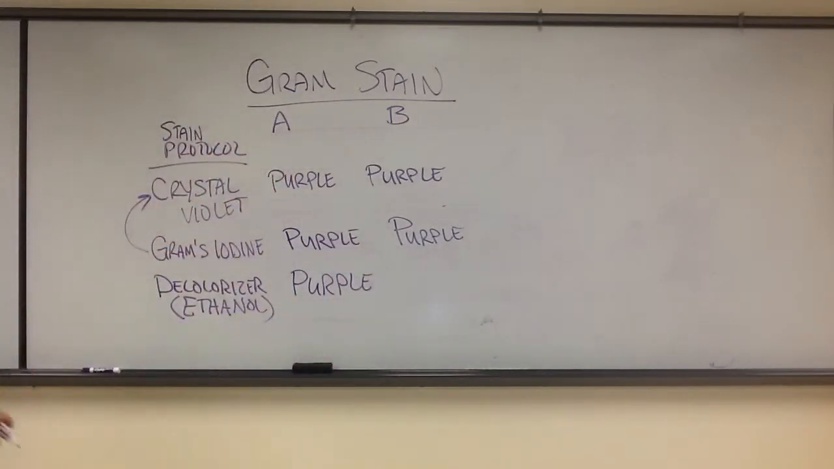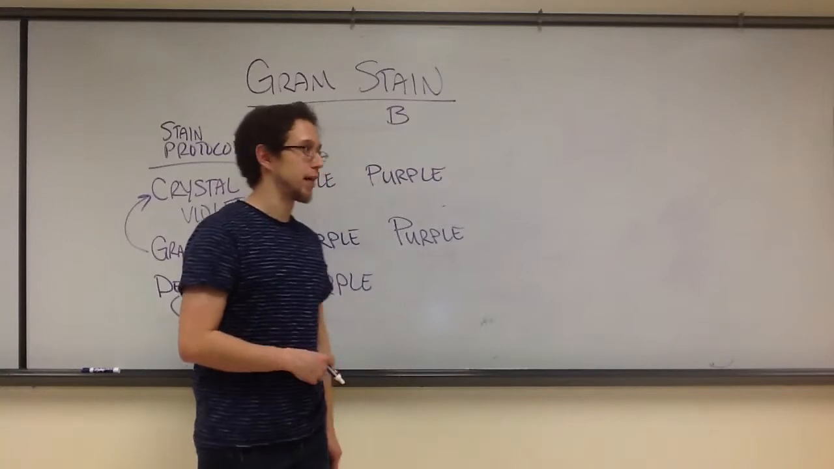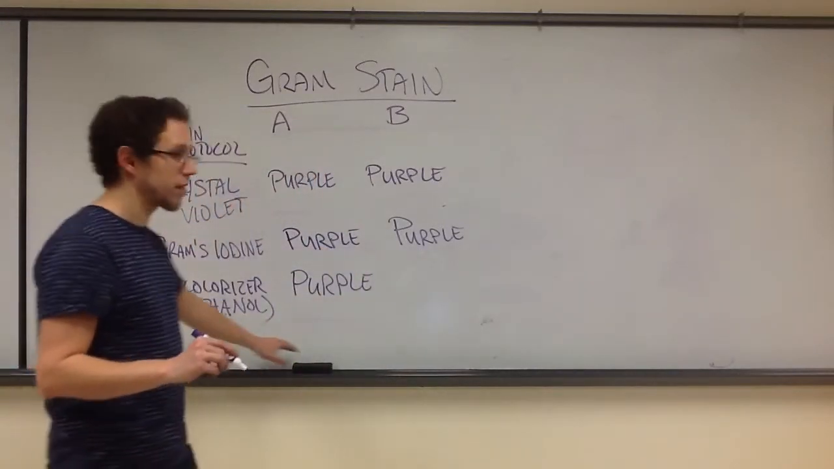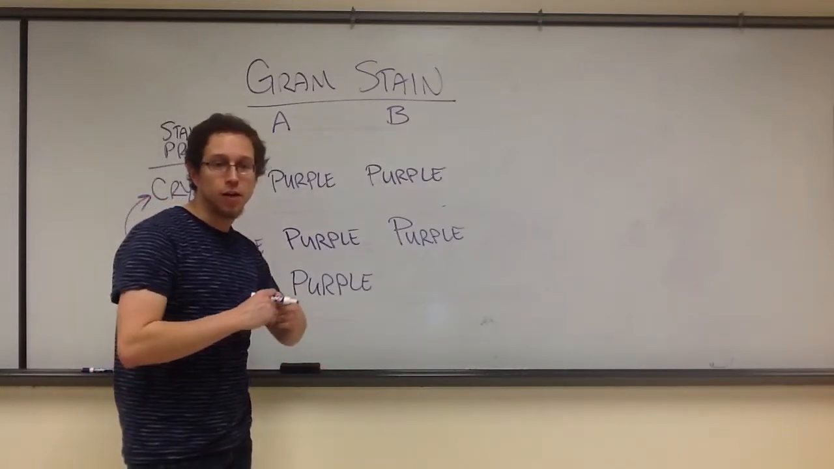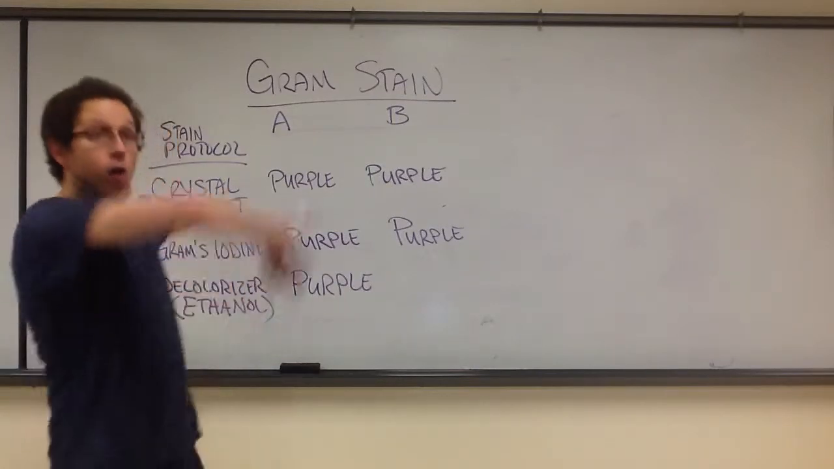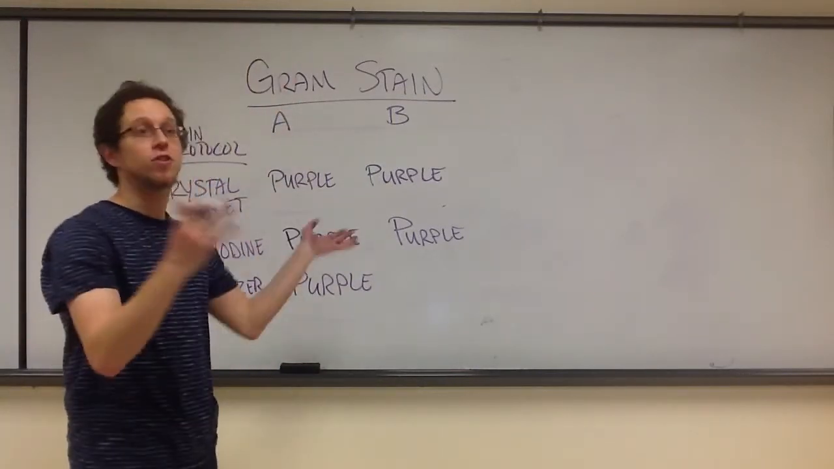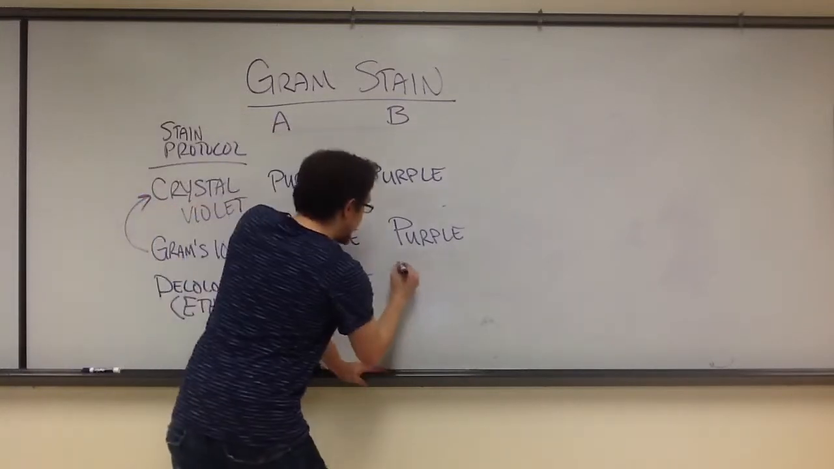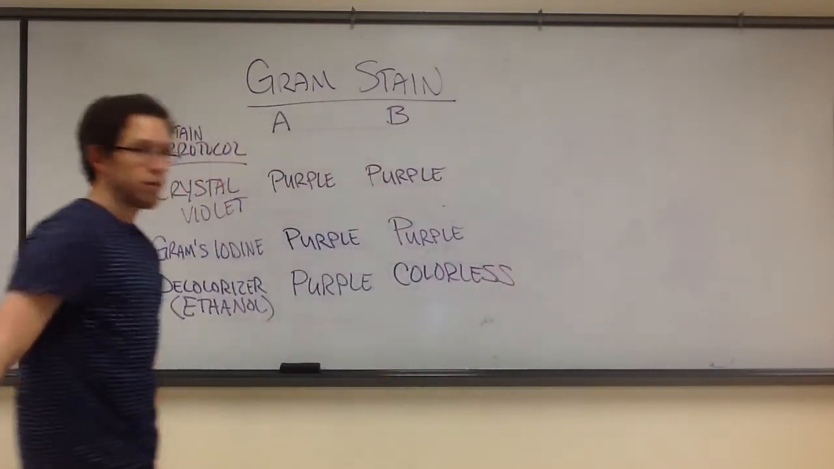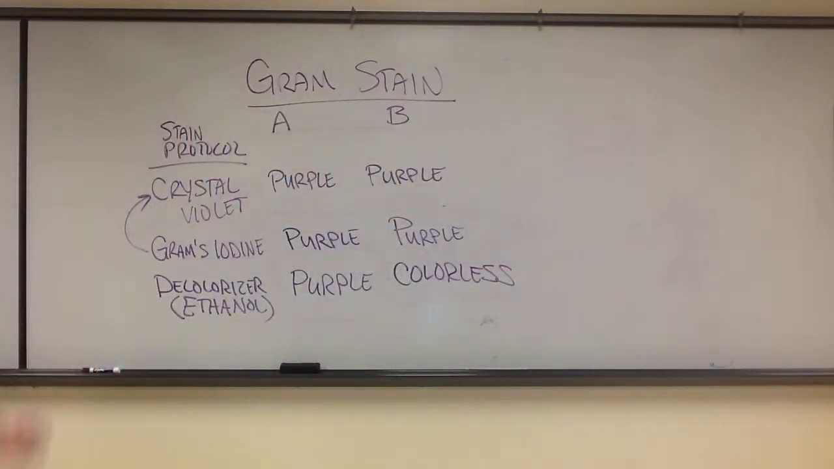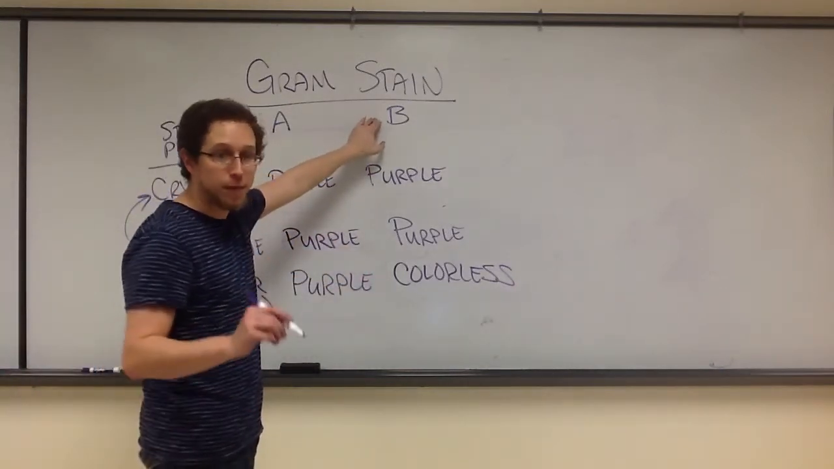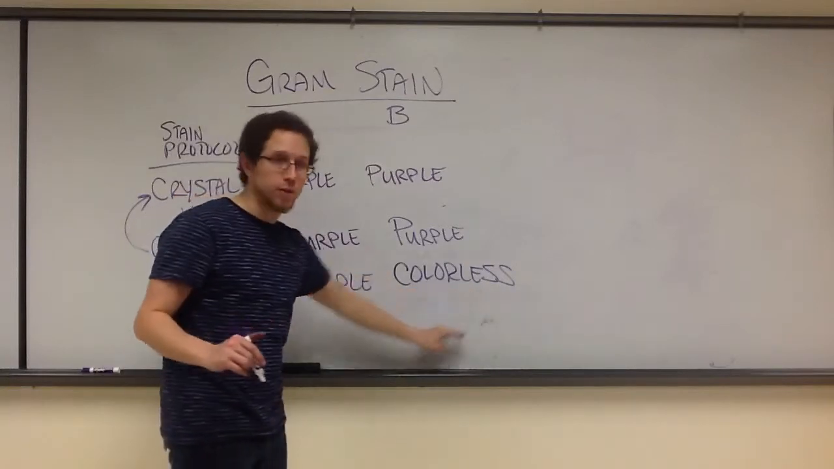Cell type B, though, doesn't do the same thing. Instead, the ethanol from the decolorizer causes the LPS layer to become disrupted. When that happens, all of the crystal violet iodine complex is washed away with the LPS layer. And these cells have no color. They're colorless. So far, so good. But the problem is, if we're looking at cells under a microscope that fall into the classification of B, there's no way for us to see them right now because they're colorless.